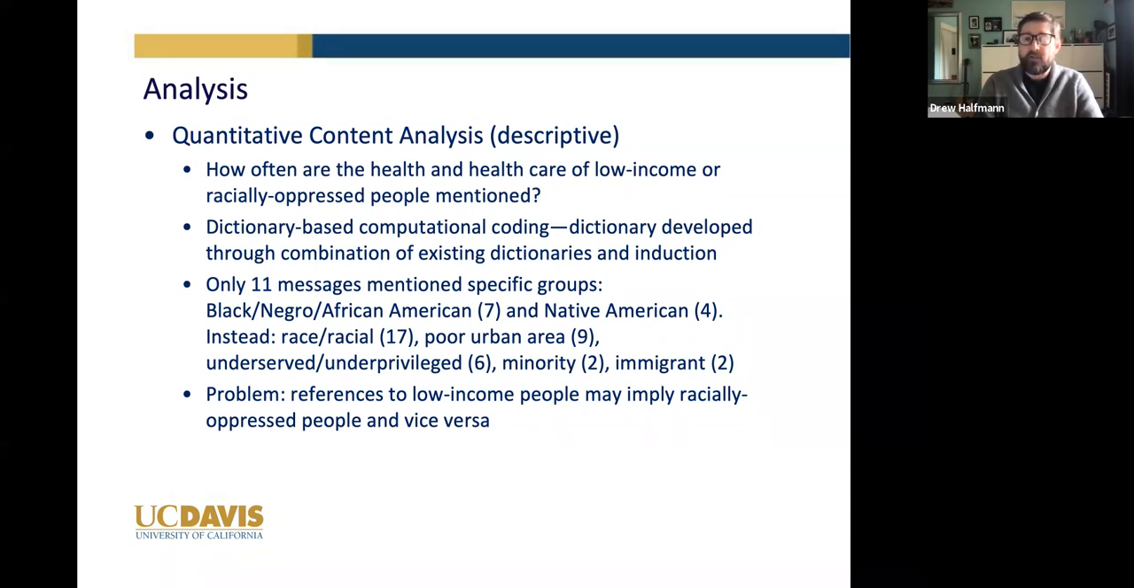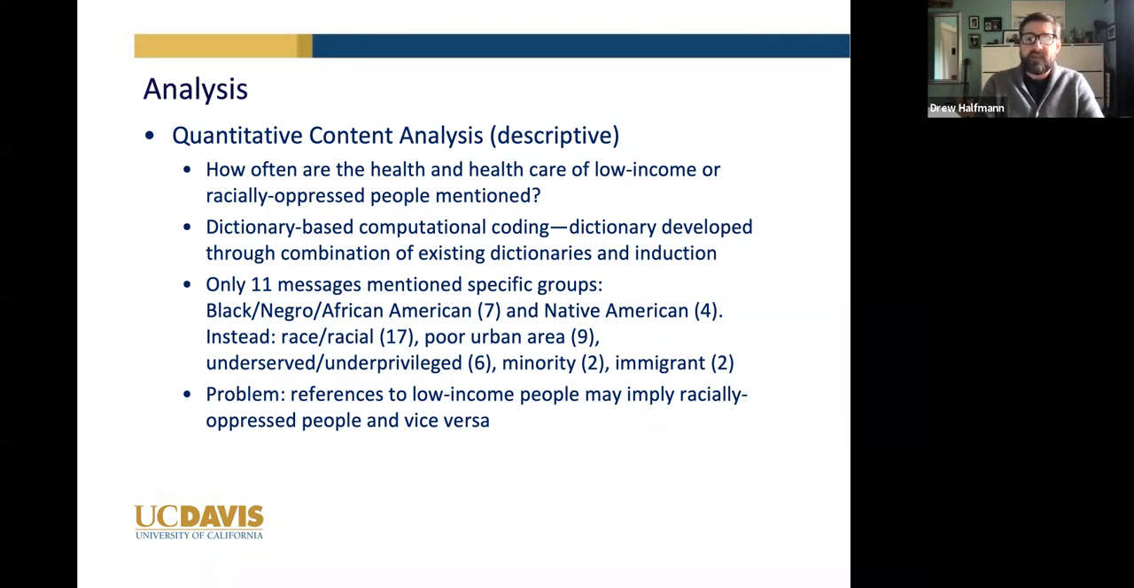Notably, only 11 of the messages that referred to racial and ethnic groups referred to specific groups. So 7 of those messages referred to African Americans, 4 of them referred to Native Americans. Otherwise, there were no specific references to any group. Instead, references were to broad categories such as race or racial, to poor urban areas, to underserved or underprivileged groups, to minorities, or to immigrants.